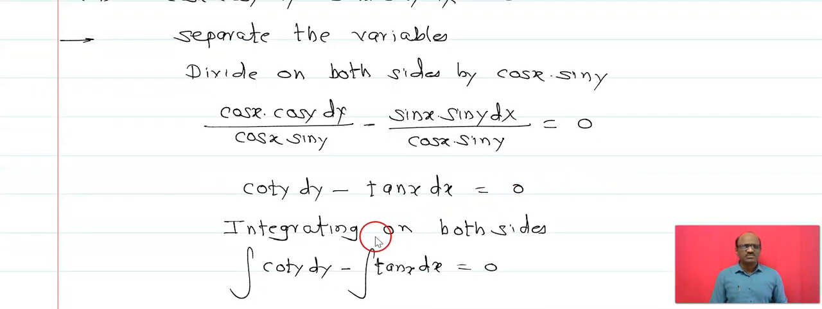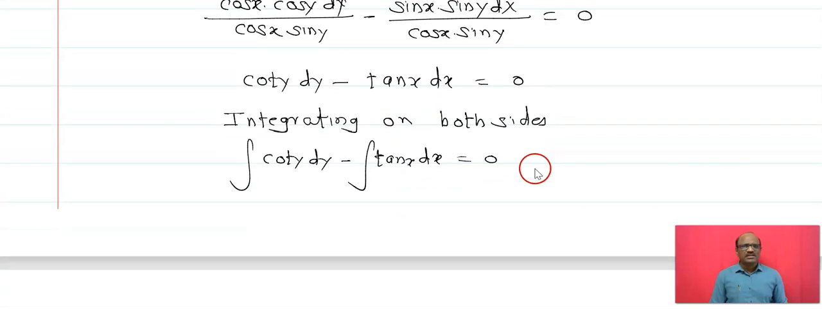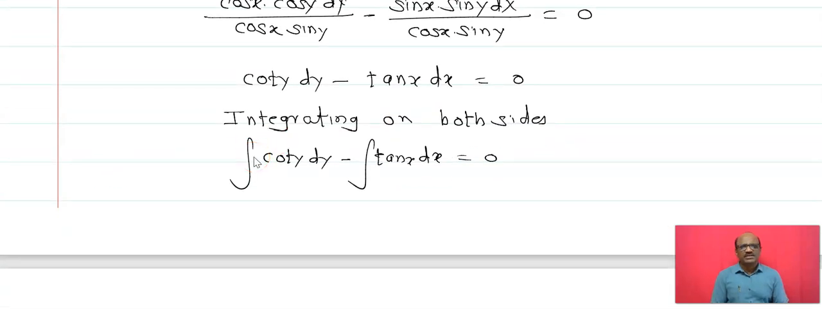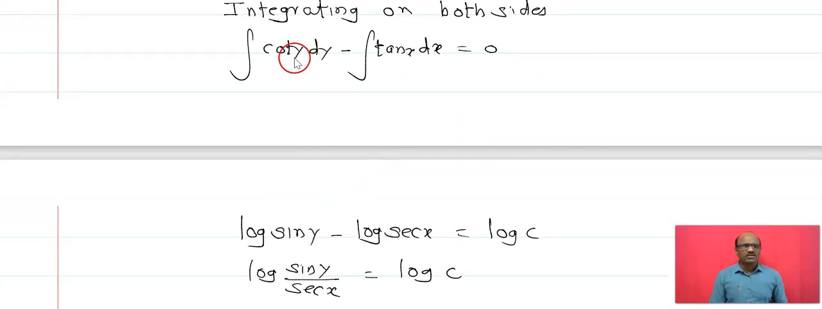Now in this case, what's happening? Cos x gets cancelled, cos y upon sin y will become cot y into dy, minus, again here sin y gets cancelled, you will get sin x upon cos x, that is tan x into dx. Now integrating on both sides, very nice integration. This is the integral of cot y and the integral of tan x. What is the integral of cot y? It is the log of sin y, and the integral of tan x is the log of sec x.